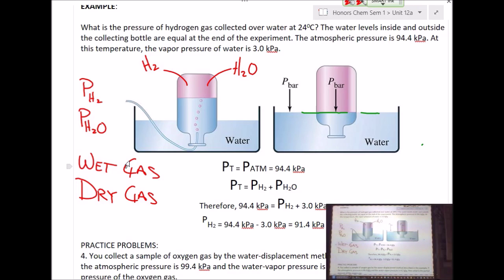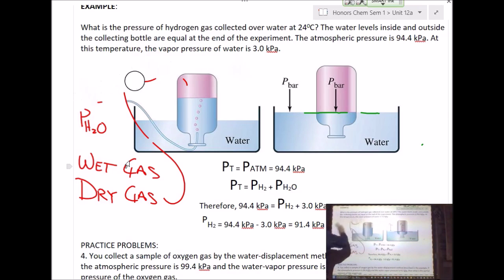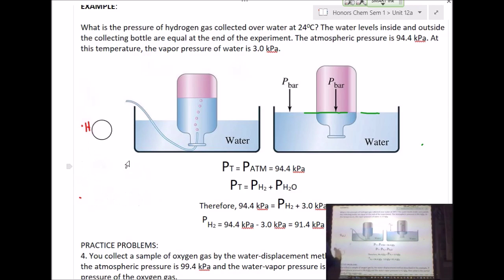We ignore the water. Okay. So wet gas means that we have to look at the water because it is contributing to pressure. If I say calculate the dry gas, all we're looking at is the hydrogen, which is a lot easier to calculate than with both the water and the gas that we're collecting. So you'll hear me use that term because that term is used quite a bit in AP. They like talking about wet gases.